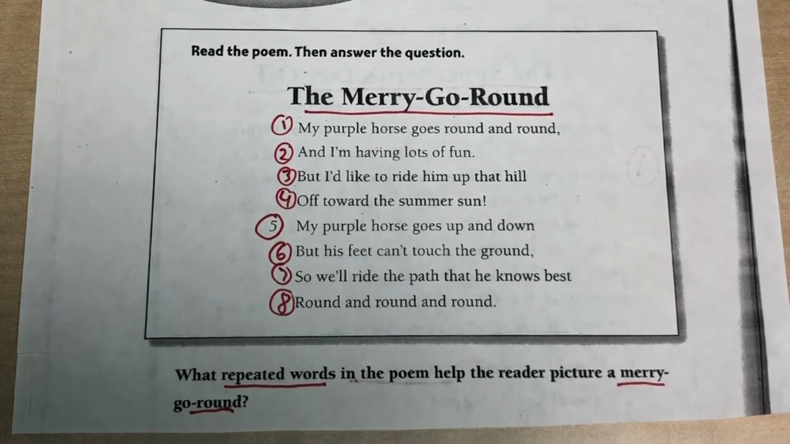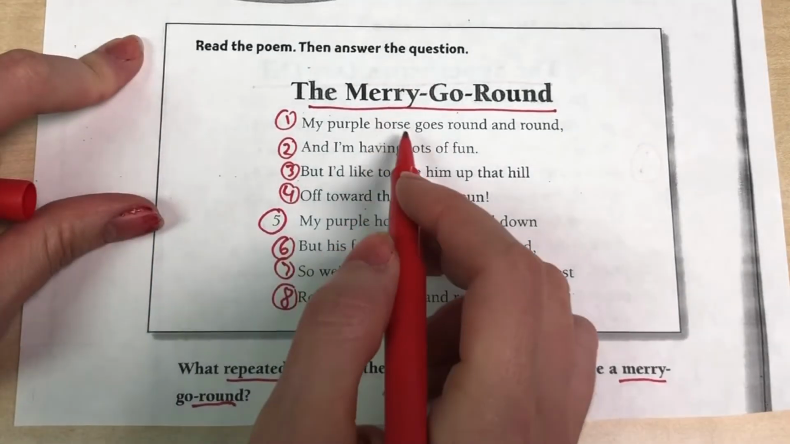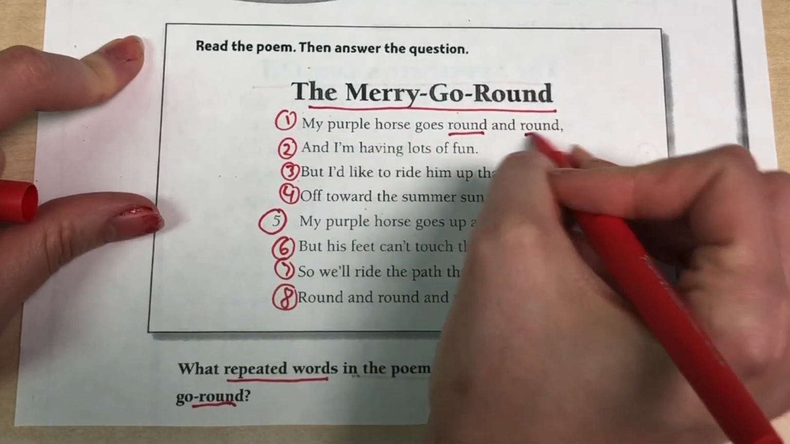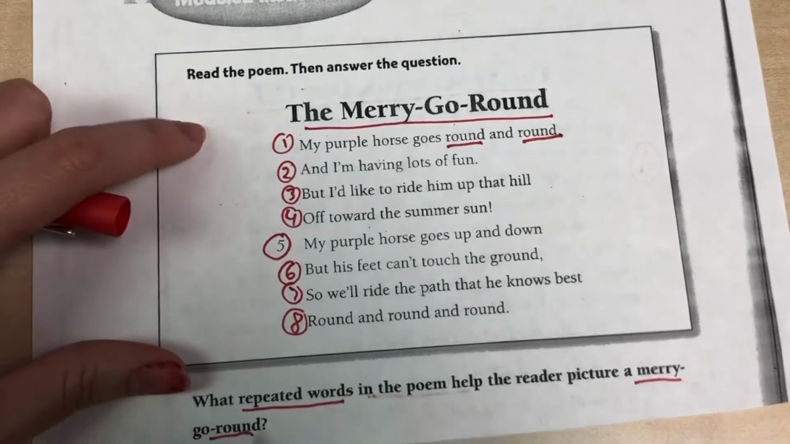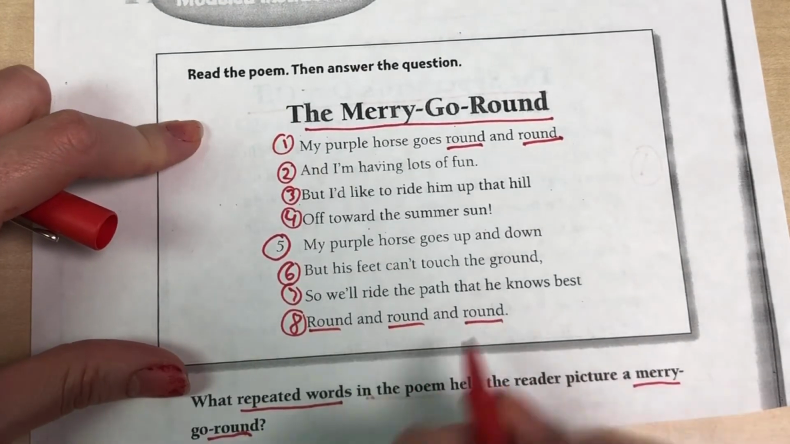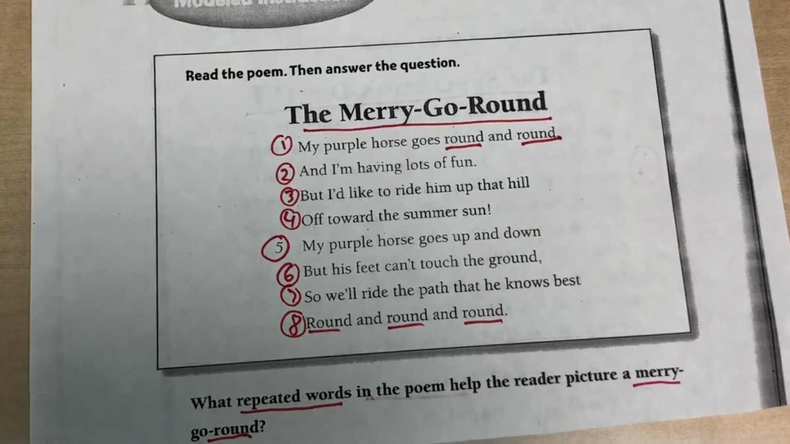Now let's take a closer look and use our strategies to help us answer the question. So let's look at the question again. What repeated words in the poem help the reader picture a merry-go-round? So what word is repeated in the first line? My purple horse goes round and round. So the words round and round repeat 2 times. What word is repeated in the last line? Well, the word round is repeated again in the very last line.